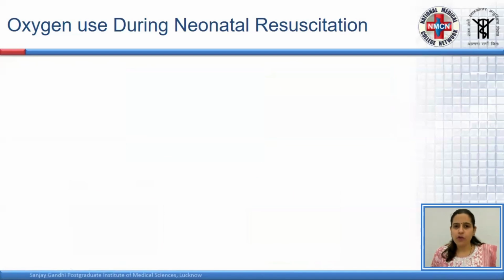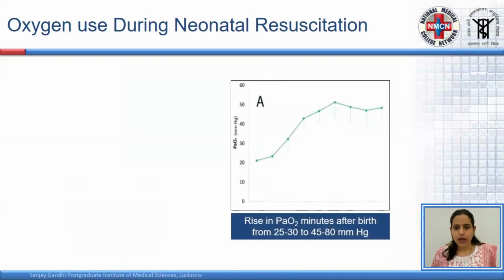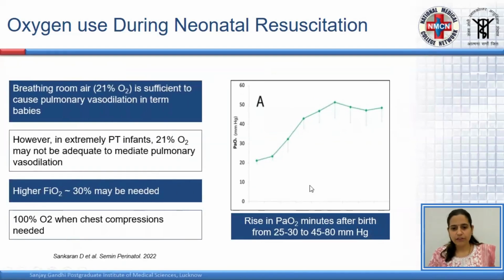Now, coming to the use of oxygen during neonatal resuscitation, we can see in this graph that immediately after birth, there is a rise in PaO2 occurring minutes after birth, which was initially 25 to 30 mm Hg. It goes up to 50 to almost 80 mm Hg within minutes after birth. And it has been shown and proven by these studies that room air at 21% oxygen is sufficient to cause pulmonary vasodilation in the term babies. So we initiate the resuscitation with 21% oxygen.